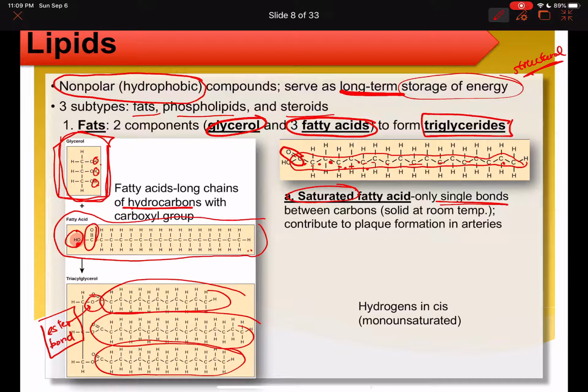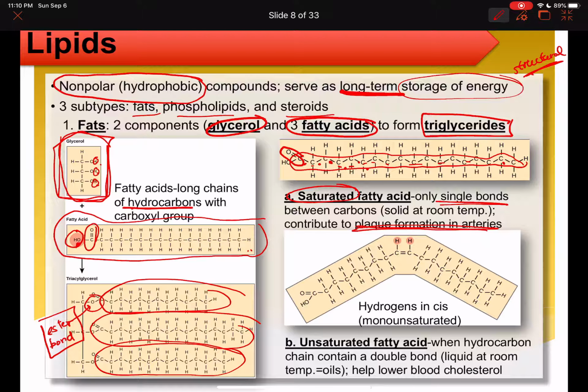Okay, and those are what can contribute to plaque formation in arteries. So that's why they say we can ingest saturated fatty acid, but make sure you ingest it in moderation, because if you eat too much saturated fatty acid, which is usually common in red meat, then that can lead to a bigger risk for cardiovascular disease due to the plaque formation within the arteries or your blood vessels. Okay.